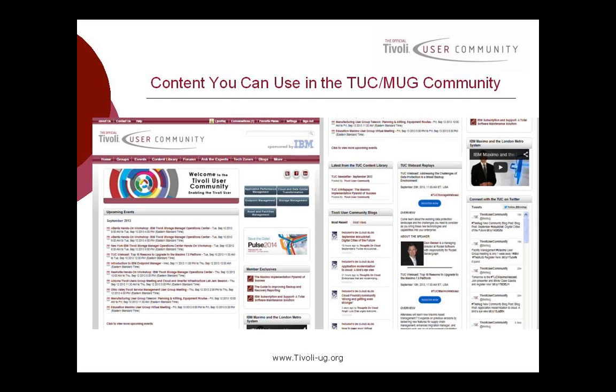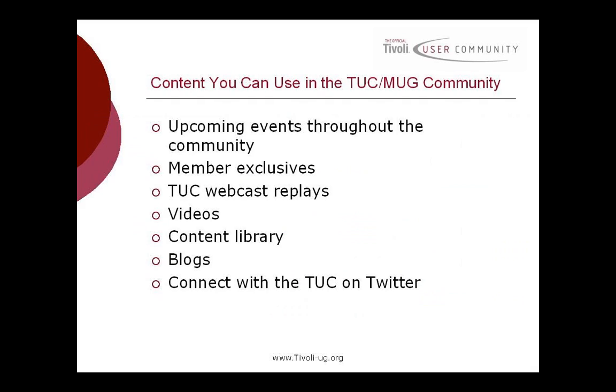So the sort of things you can see on the website: there's a section on the screen for upcoming events, so you can see what's happening in the community, both for Maximo and other Tivoli products. There's a section for member exclusives where you can download lots of information about things like Maximo implementations. You can replay any Tivoli user group webcasts from the website as well. There's videos, libraries, blogs, and also a Twitter feed on the main page of the website.